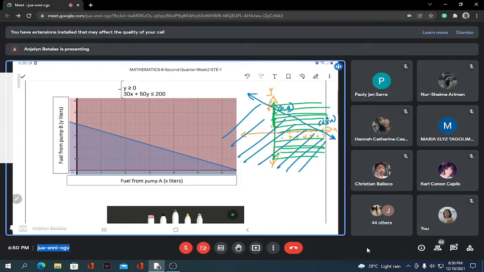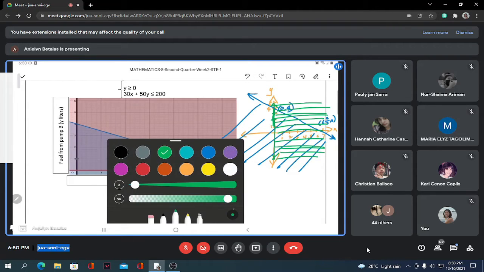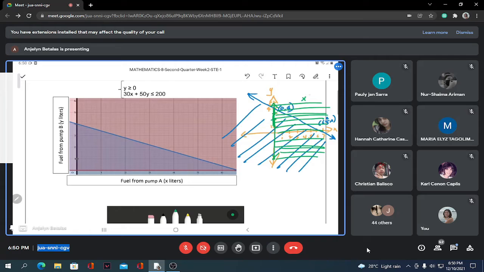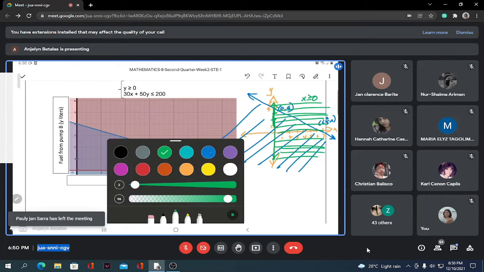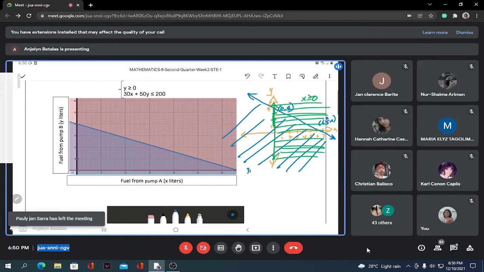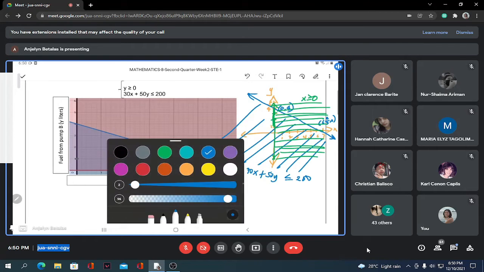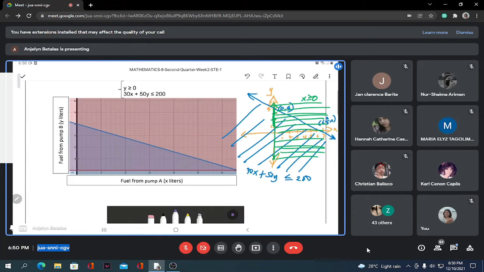The next is x is greater than or equal to 0, so that's how it graphs. Okay, let me clarify. The green one represents x is greater than or equal to 0. The blue one represents 30x plus 50y less than or equal to 200. And then next, your y is greater than 0.